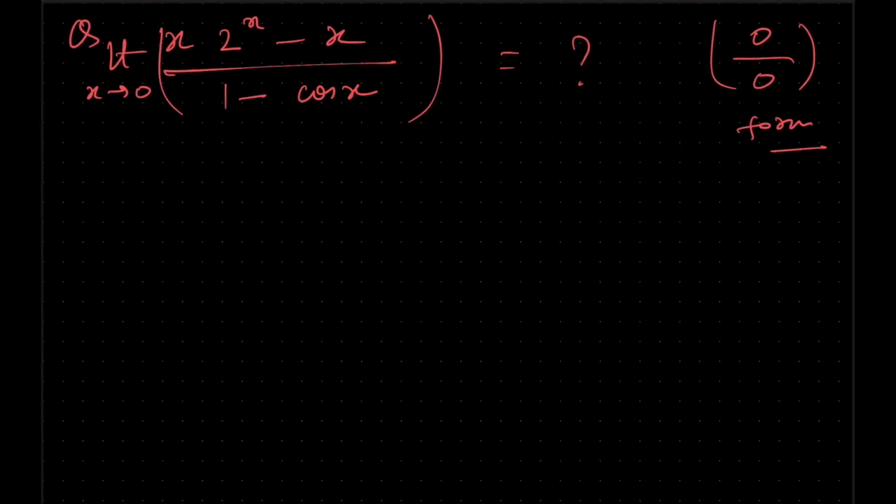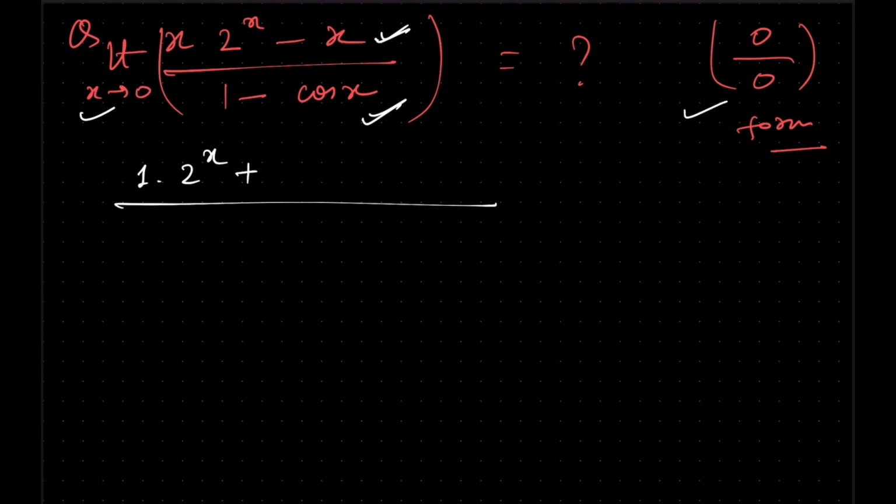So here we will see one more problem. Here also, if you put x as 0, you will get 0 in the numerator and 0 in the denominator. So this is also an LH form, 0 by 0 form. So we will differentiate the numerator first, then the denominator. Let's differentiate. We will use the product rule of differentiation. So x will get differentiated, so 1 times 2^x. This time we will leave x as it is, and we will differentiate 2^x, and ln 2 we will get, minus 1.